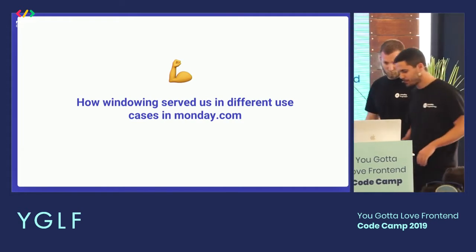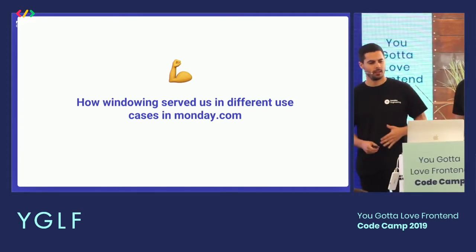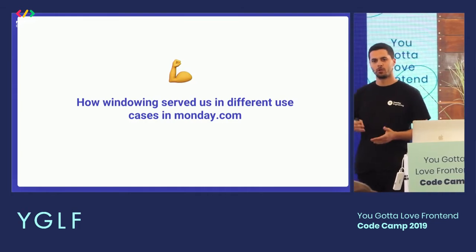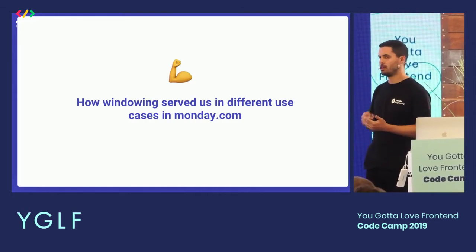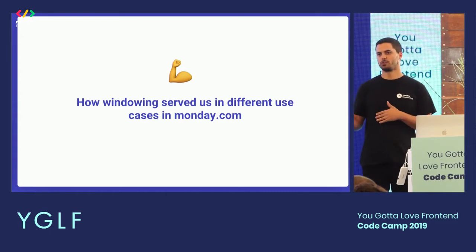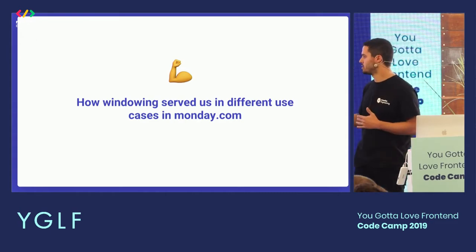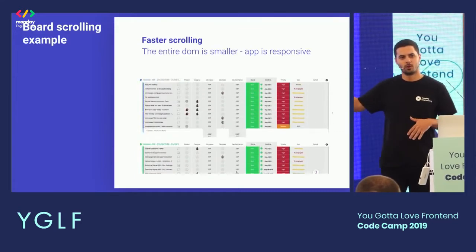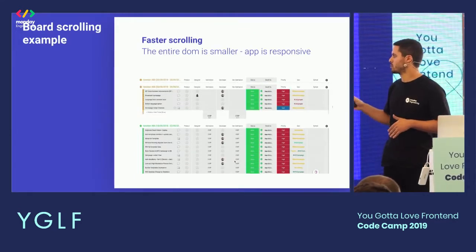Okay, so as Arnon showed us, we use React virtualized. Every time you scroll, a new element appears at the bottom, and the first element on the top is erased. But we want to show you some use cases and how we actually used it in monday.com. The most obvious one is scrolling, so it improved our scrolling.